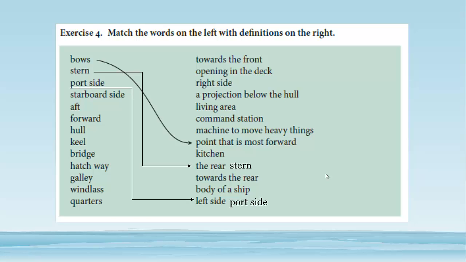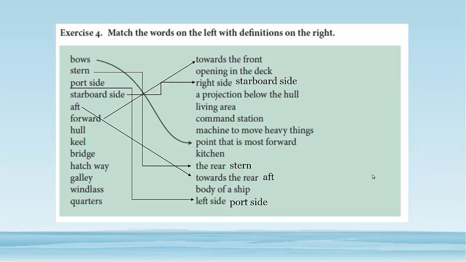So we talked about the right side. No, the left side of the ship is the port side, when you're looking forward. And the right side is called the starboard side. Okay, so the left side of the ship looking forward is port side, the right side starboard. Okay, and then aft. Aft is a direction. So if you're walking to the stern, you're walking towards the rear. You're walking aft on the ship, okay? But if you're walking towards the bow, you're going to be walking towards the front. You're going to be walking forward, okay?